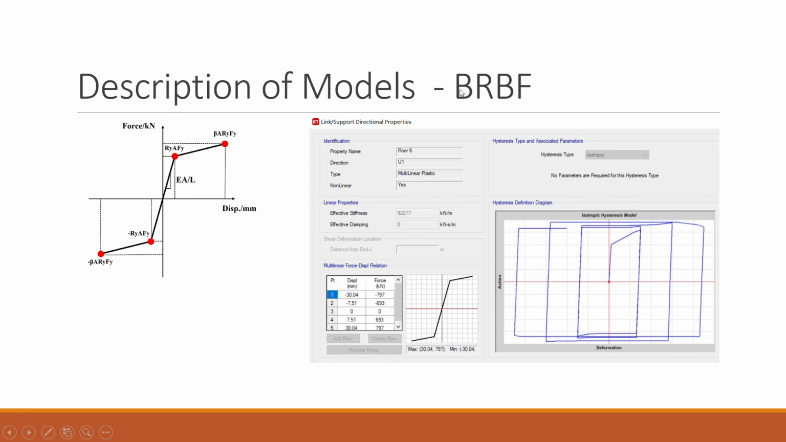For BRBF, we anticipate a roughly symmetrical hysteresis in bracings. The post-yielding stiffness is assumed to be 5% of the original stiffness. A sample link element on the 6th floor is shown on the right.